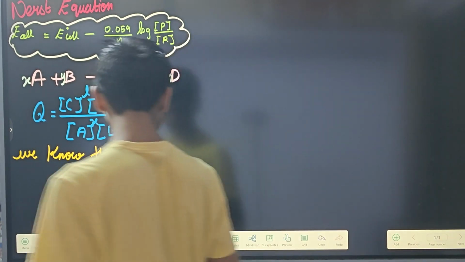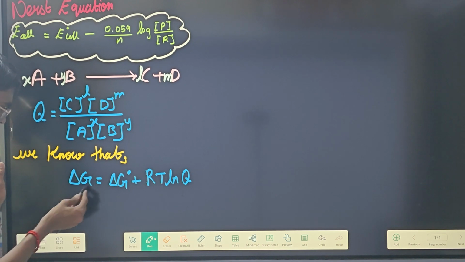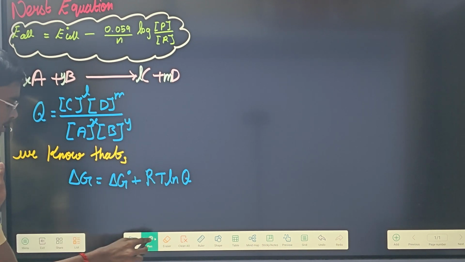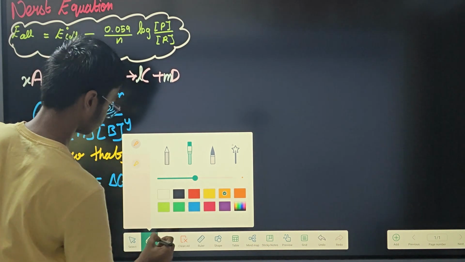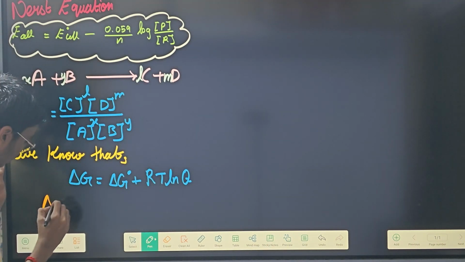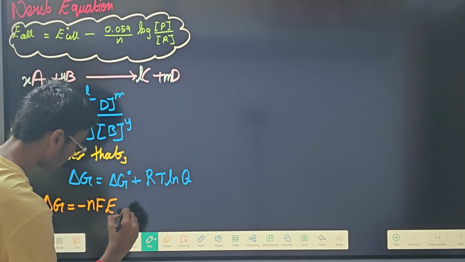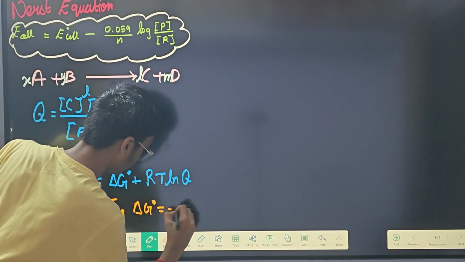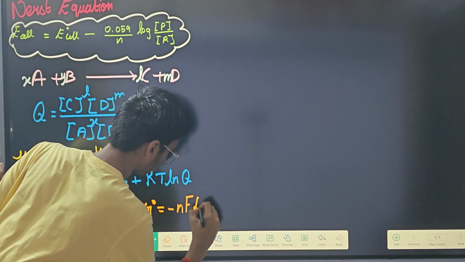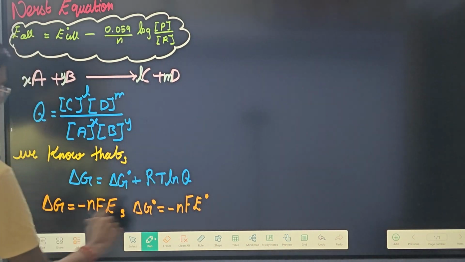So delta G is equal to negative NFE, sorry, just negative NFE. This is also something you have to know. These are extra formulas. Delta G is equal to negative NFE, then delta G naught is equal to negative NFE naught. So these are those things that you have to remember.